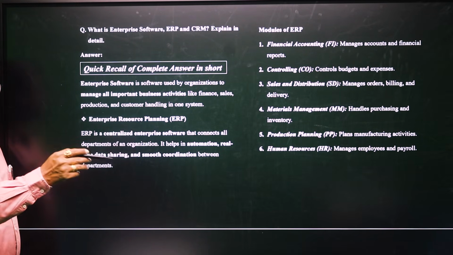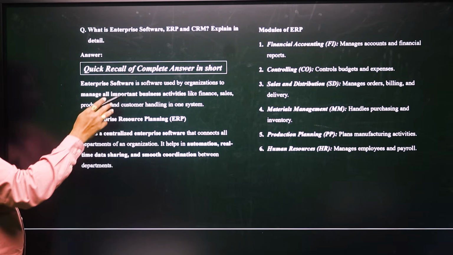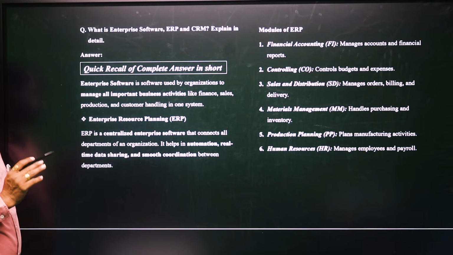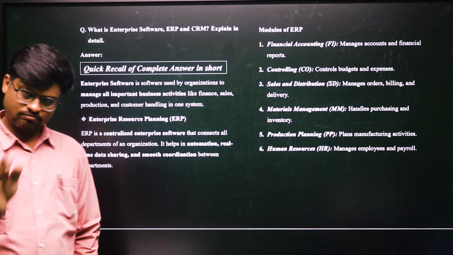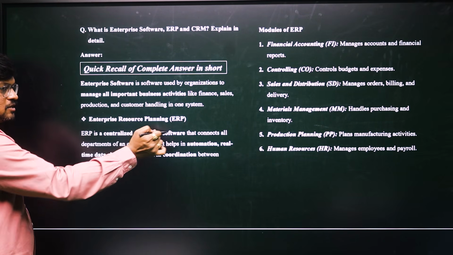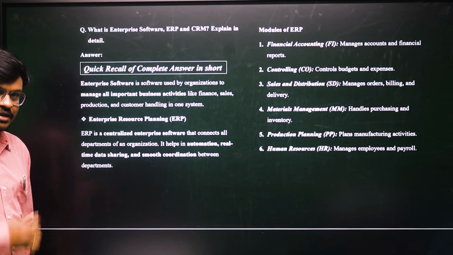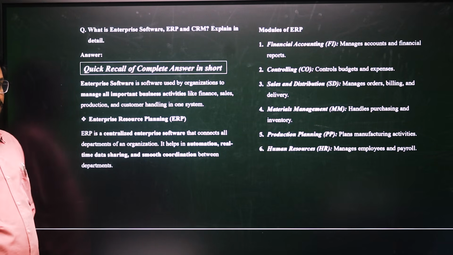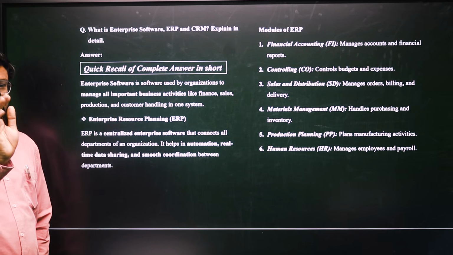ERP, Enterprise Resource Planning. Enterprise software is a software used by the organizations to manage all important business activities like finances, sales, production, handling in one system. When it comes to the ERP, it is a centralized enterprise software. Again, interchangeable terms. ERP is a centralized enterprise software that connects all departments of organization at one place. So the most important advantage is automation and real-time data sharing and smooth coordination between the departments, so that data is stored at one place.